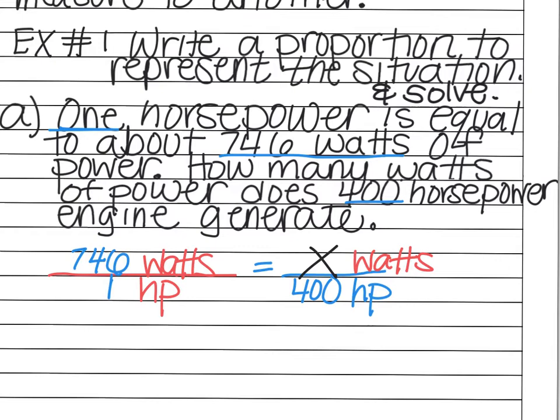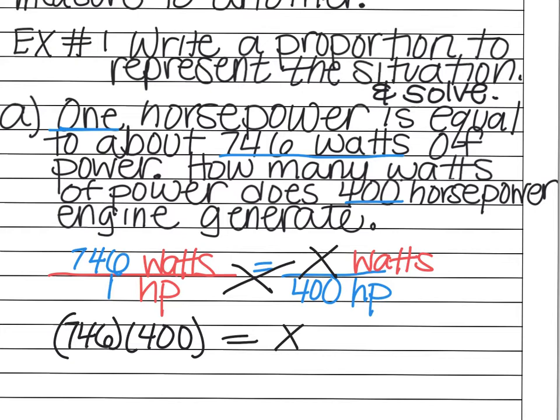Well, you know how to solve these. We solved them before in the last section. This is where you cross multiply. So the only new part you have today is setting up the equation because you already know how to solve these. So now let's practice solving. I have 746 times 400. So 746 times 400 equals 1 times x. So we just have x.